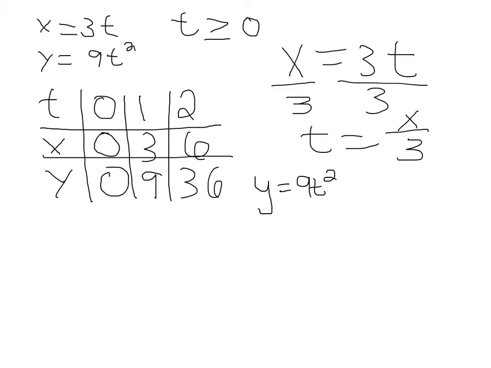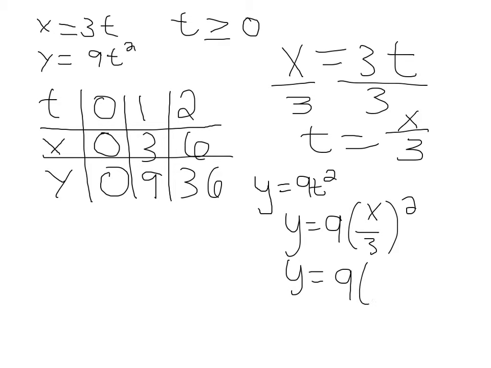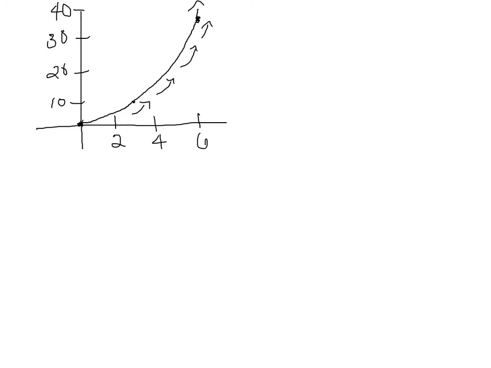Now for the y equation, we put in the t value, x over 3, so that y equals 9 times x over 3 squared. And after you square the x over 3, that gives you y equals 9 x squared over 9, simplified out, which equals x squared. So once these points are graphed, it will look like this, starting at 0, 0, and not ending.